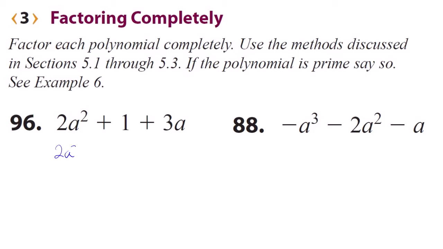So it's going to be 2a squared. So this is going to come first because it has the highest exponent. Then the 3a next, positive 3a. And then this is going to come last because it doesn't have a variable, right? So that means it's variable to the 0 power, right? Which is invisible because that equals 1, right?